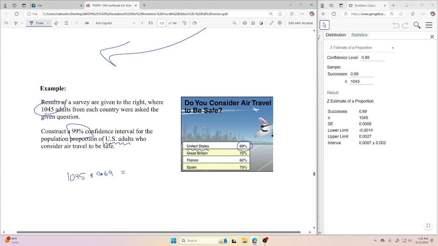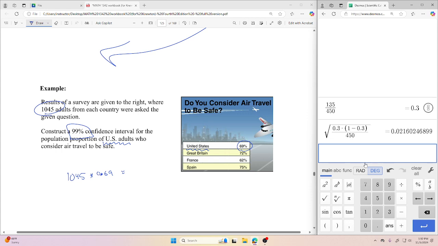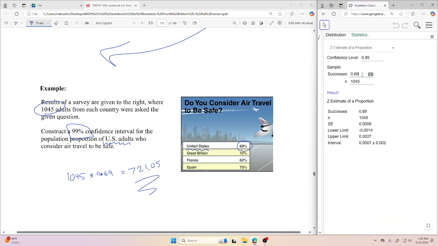You multiply them. I'm going to do this on the side once, and then I'll show you that GeoGebra will pretty much do it all for you. So that should then be 721.05. That's the amount we're going to be looking for. Really, you're just 721. And so lower and upper, here we go. 0.6531, 0.7269, and there we go. That's how you do it.